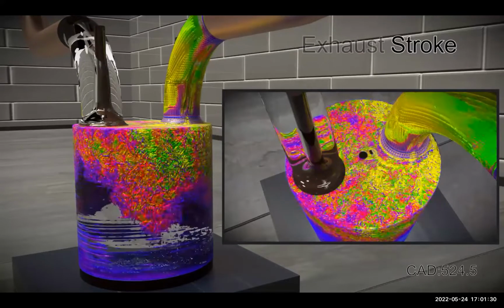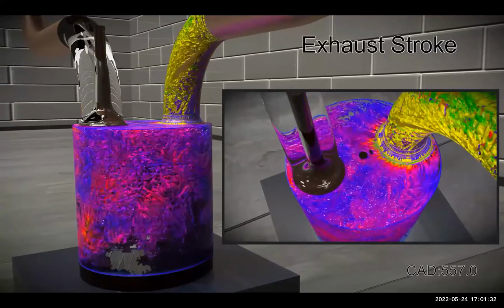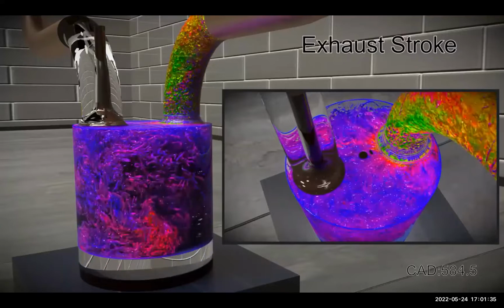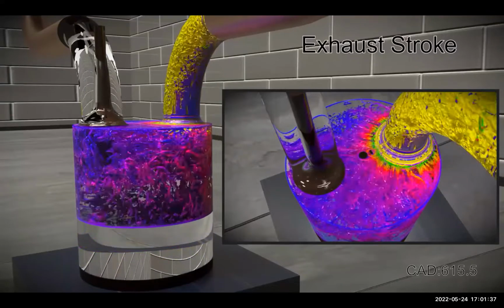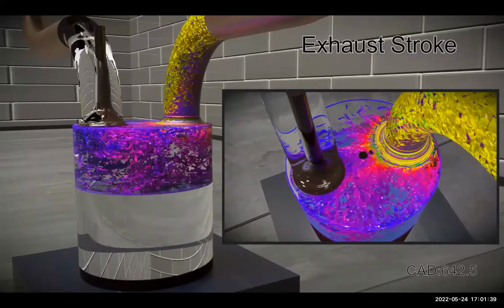The final portion of the cycle is the exhaust stroke, where the exhaust valve opens, letting pressurized air enter into the chamber. As the piston moves up, air is expelled from the chamber through the exhaust port and onto the exhaust plenum.